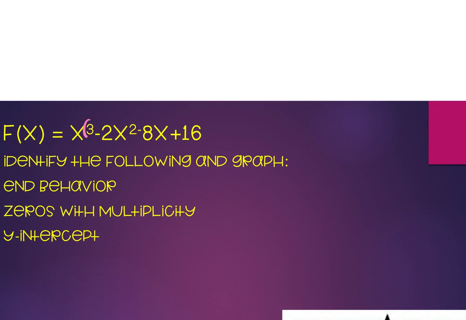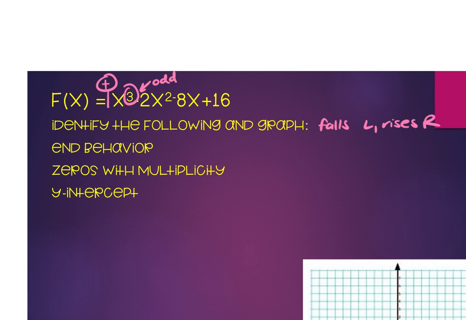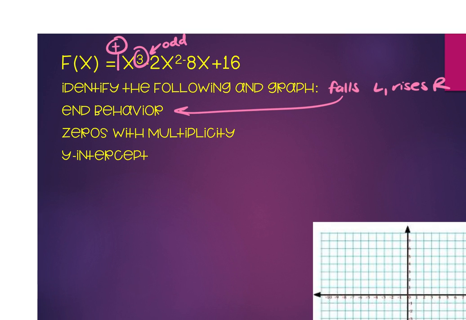All right, so for 3, you want to identify the end behavior by looking at the highest exponent. It was the first one this time. Remember, it doesn't have to be the first. Highest exponent was odd. It's positive. If it's odd and positive, it falls left and rises right. That's your end behavior. To find the zeros, you're going to set it equal to 0.